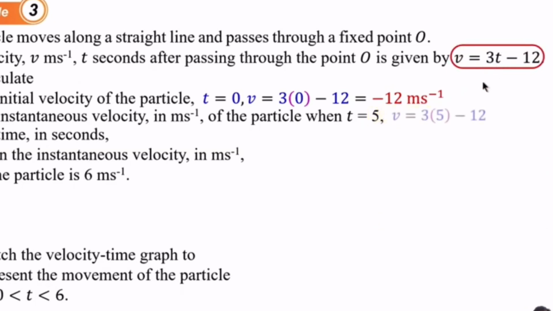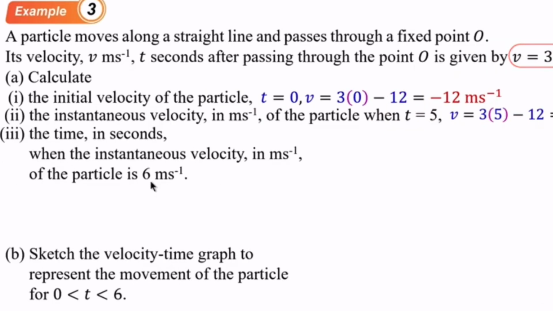For the instantaneous velocity when t equals 5, we just substitute: 3 times 5 minus 12, we get 3 meters per second. What about the time in seconds when the instantaneous velocity is 6 meters per second? We substitute: 6 equals 3t minus 12, so 3t equals 18. So t equals 18 divided by 3, which is 6 seconds, right?